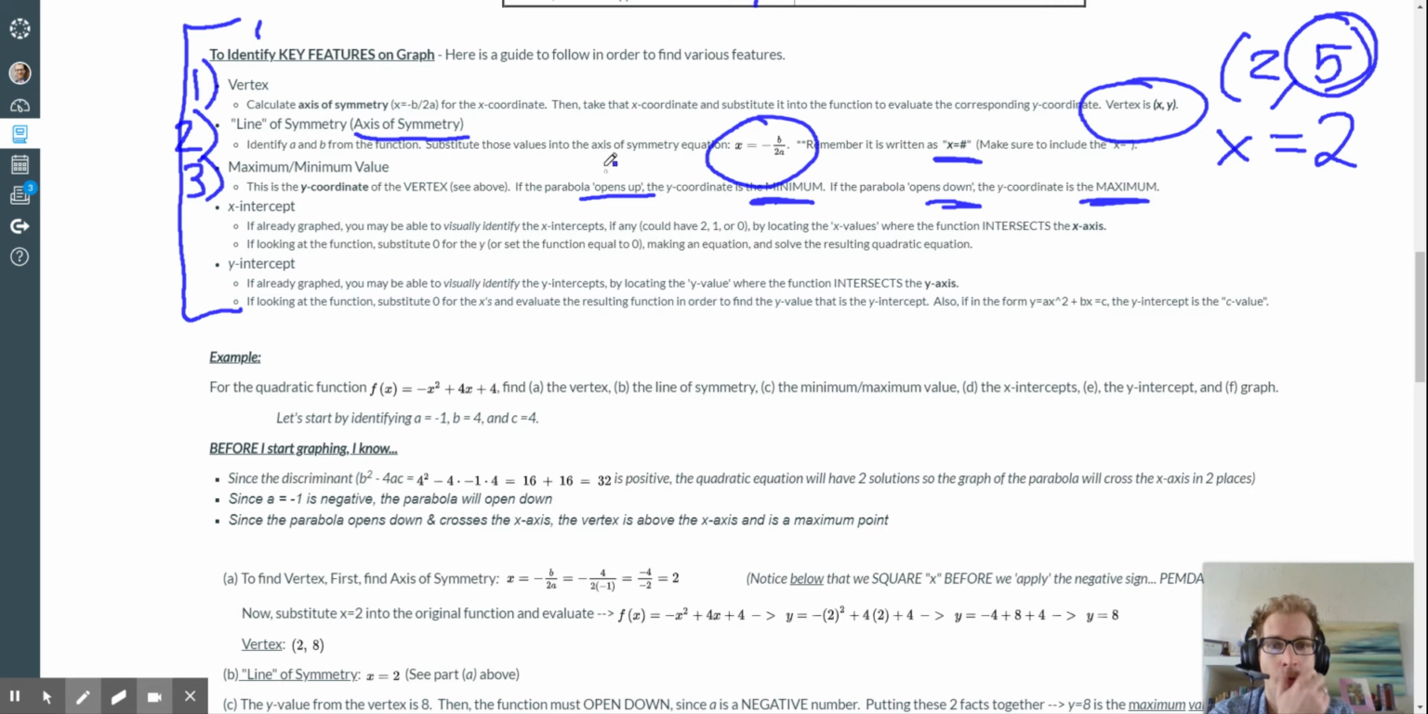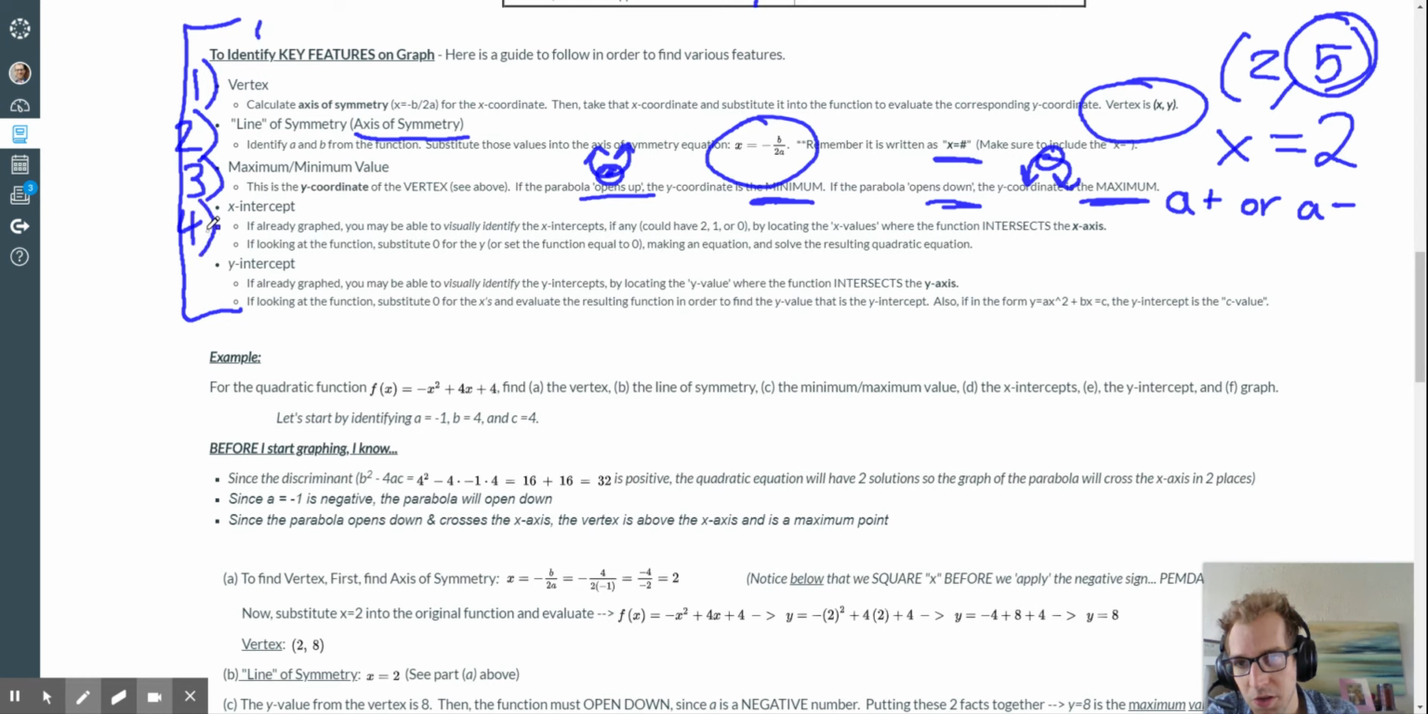So for example, opening up, it'd be like this. Notice the vertex is the lowest point. If it opens down, the vertex is the highest or maximum point. So just kind of keep that in mind. And to figure that out, of course, you look and say, what is the sign of A? Is A positive, or do you have A negative, right? If A is positive, it opens up. If A is negative, it opens down.